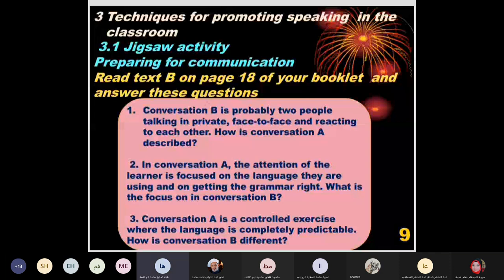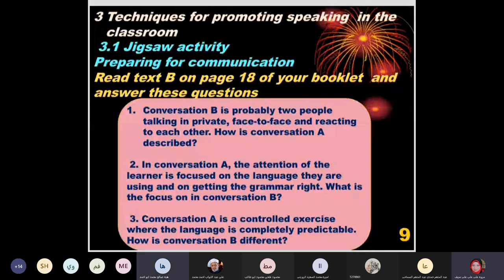Yes, Miss Marwa. So it's not face to face. What is it? You can tell us. It's public, as Mrs. Amira said. Yeah, it's public. It's in front of the whole class. Okay. So while conversation A is predictable.